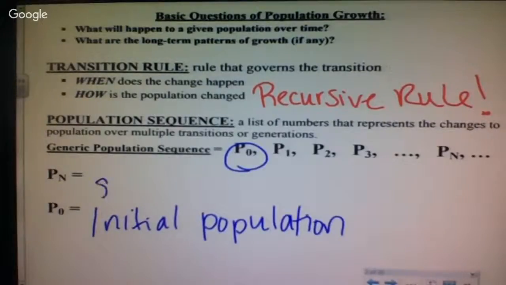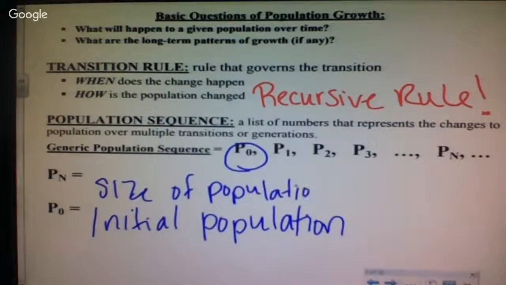And P sub n represents the size of the population after n transitions. Okay, the size of the population after n transitions.